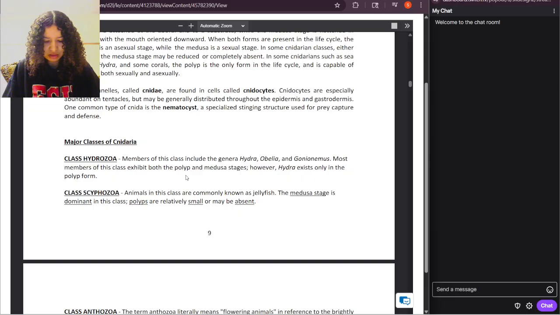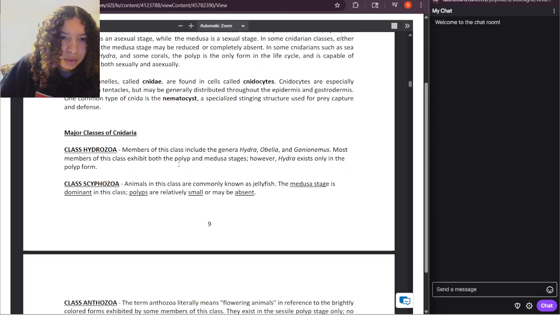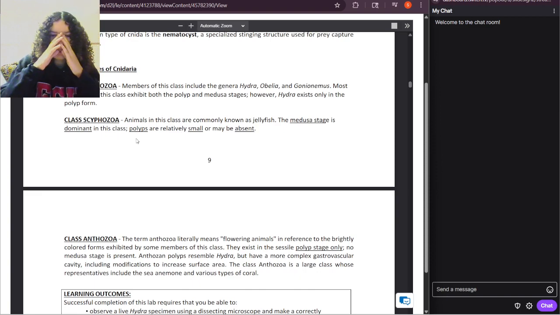Then Scyphozoa. They're jellyfish. Well, that's pretty easy. Scyphozoa is jellyfish, though they don't sound alike at all, so I need to think of how to remember that. Medusa stage is dominant in this class. Polyps are relatively small or may be absent.